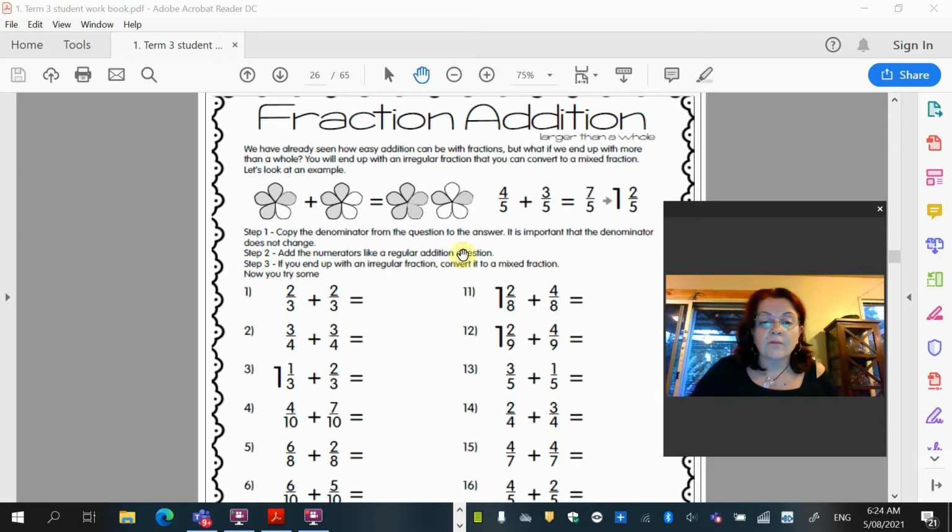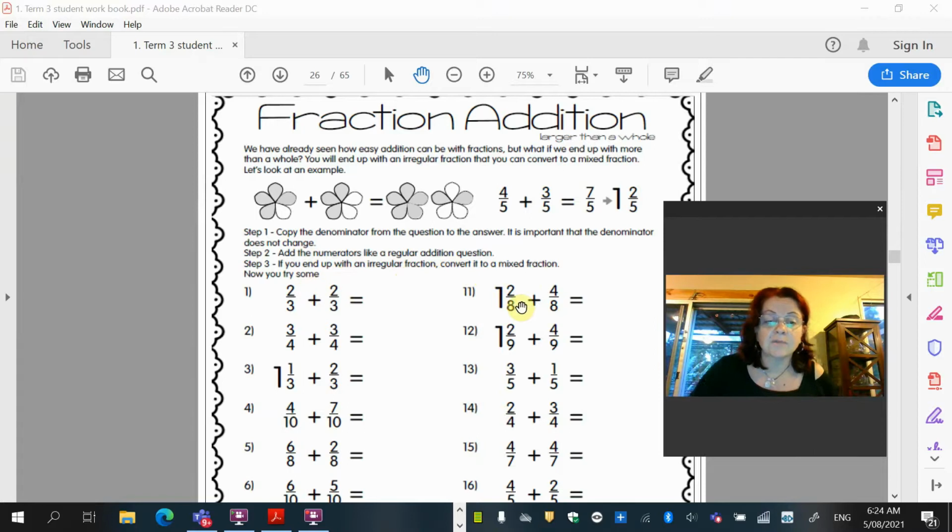Copy the denominator from the question to the answer. It is important that the denominator does not change, so you never change the denominator. Add the numerator like a regular addition question. If you end up with an improper fraction, convert it to a mixed fraction.